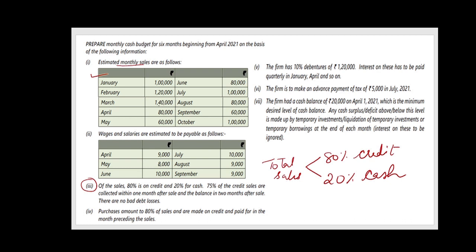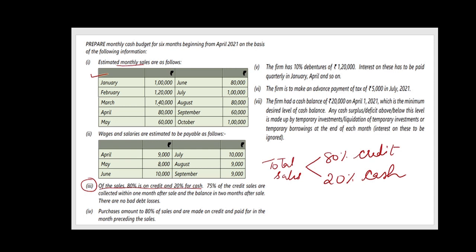Cash sales means you get the money immediately when you sell the commodities, whereas credit sales means you will get the money on a later date. When you sell, immediately you will not get the cash when it comes to credit sales. So this is what they have mentioned. Of the sales, 80% is on credit and 20% is for cash.